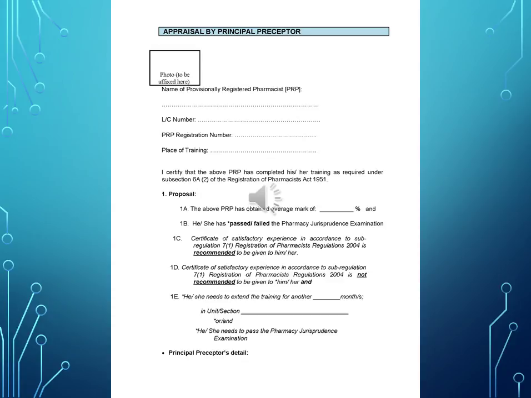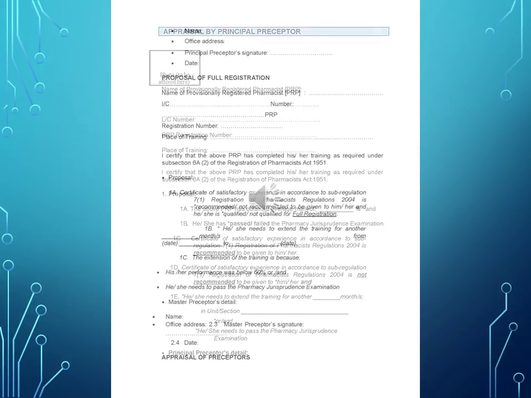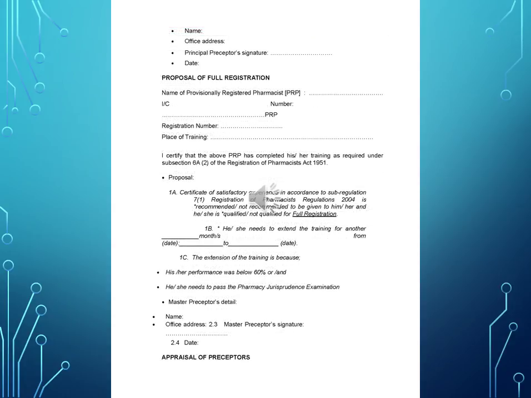*He/she needs to extend the training for another month per section, in unit/section, *or/and *he/she needs to pass the pharmacy jurisprudence examination. Principal preceptor's details: name, office address, principal preceptor's signature, date.